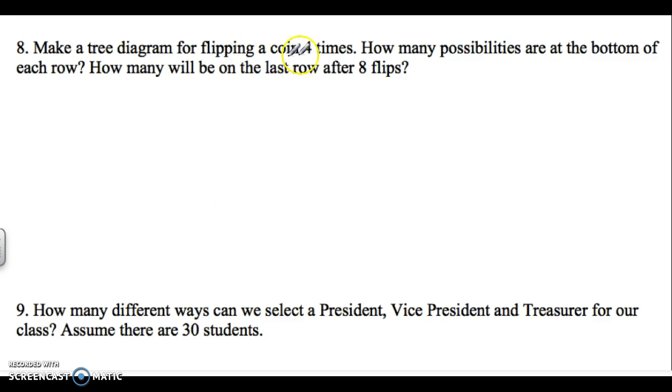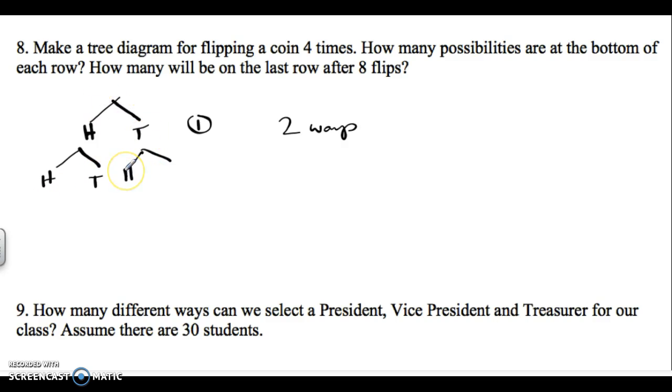Make a tree diagram for flipping a coin 4 times. How many possibilities are at the bottom of each row? How many will be on the last row after 8 flips? So the first time you flip it, it either becomes heads or tails. So on flip number 1, you basically only have 2 ways. Then once you flip heads, you have the option of getting heads or tails. Or if you flip tails, you also have the option of getting heads or tails. So on the second flip, it looks like we now have 4 different ways. We have 2 squared, which is 4 ways.